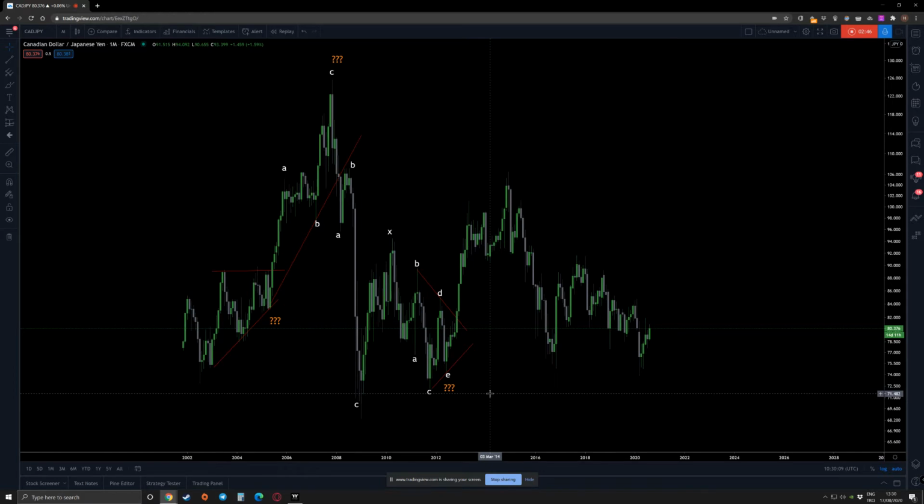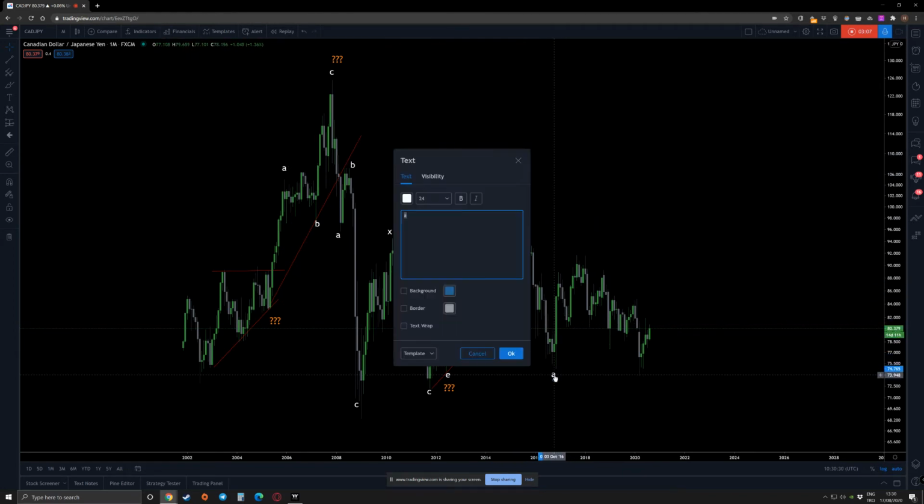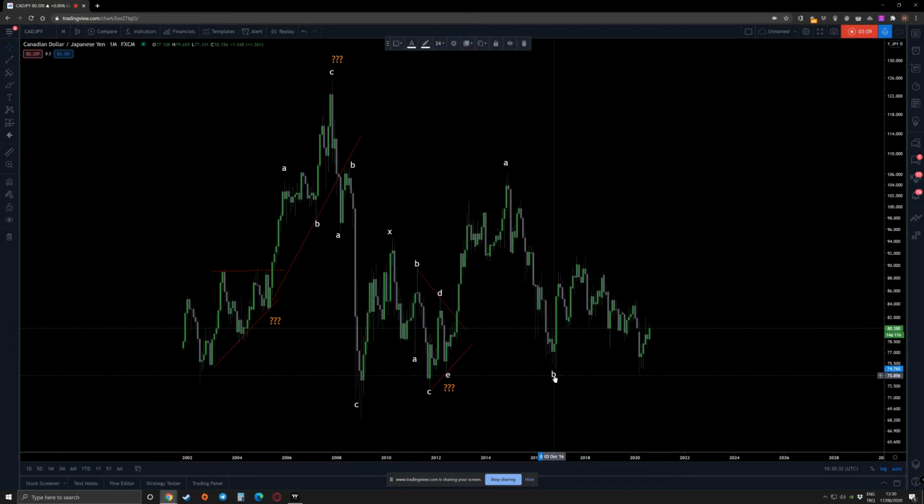So now that we have this and this, what does this look like? Well, it looks like we may have a wave A that ended somewhere around either here or here. It does look like a complex correction. I would rather put it here. And after this, it looks like we have either wave B here, or here.